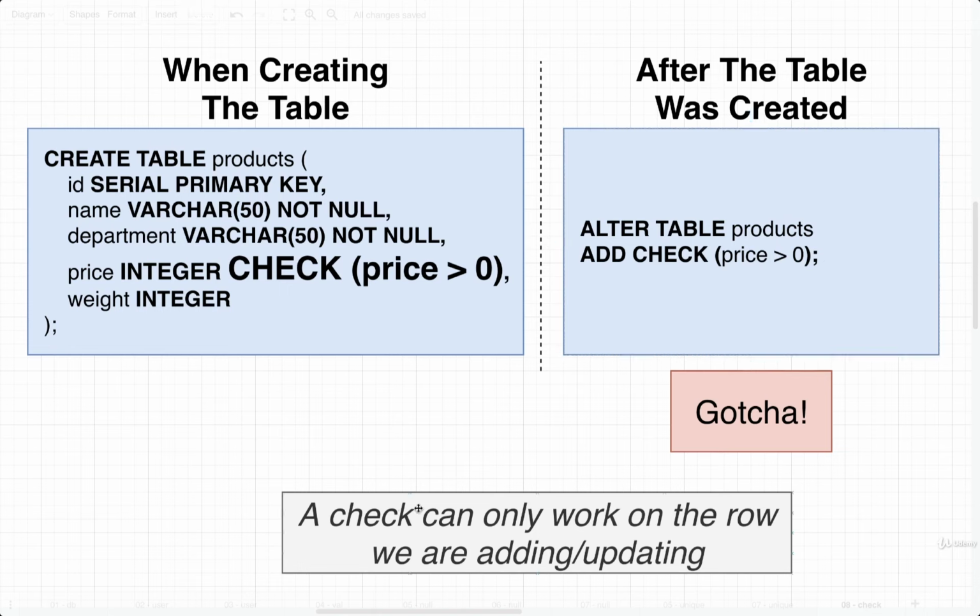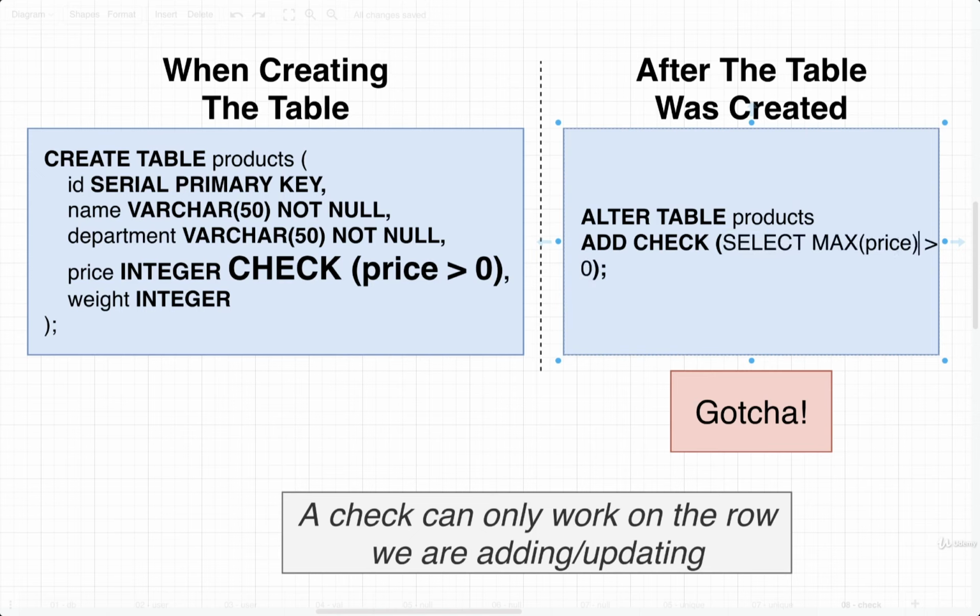The other thing I want to mention very quickly is that a check can only work by looking at properties or columns on the row that we are trying to insert or update. In other words, we cannot treat this like some kind of subquery right here. We could say, hey, select the max price from products or something like that. Not allowed. We are only allowed to work with columns inside the row that we are trying to update or make changes or insert.